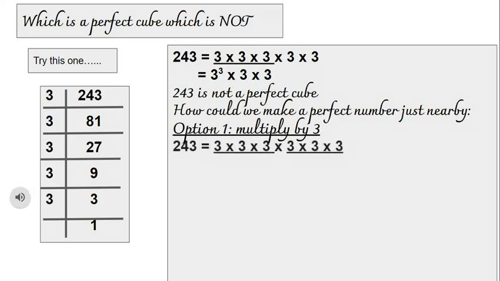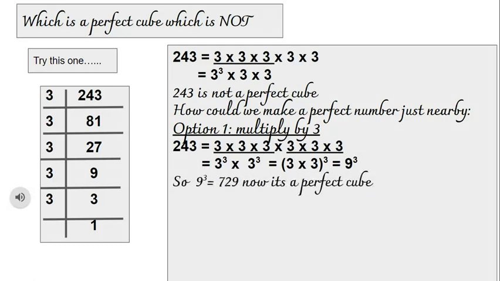It will become 3 cube into 3 cube, isn't it? That is equal to 3 into 3 whole cube, which is equal to 9 cube. So if you multiply the number 243 by 3, you would get 9 cube, which is 729. So 729 is definitely a perfect cube because this is the cube of 9.